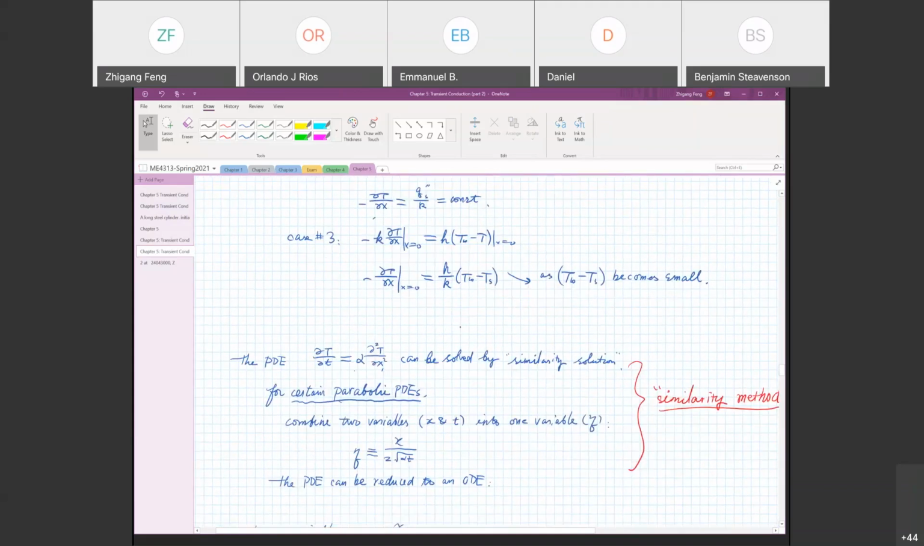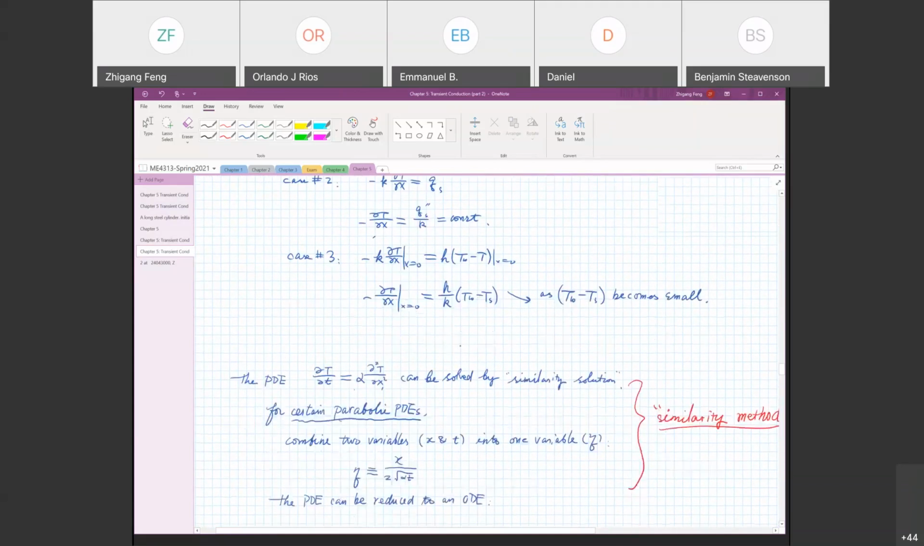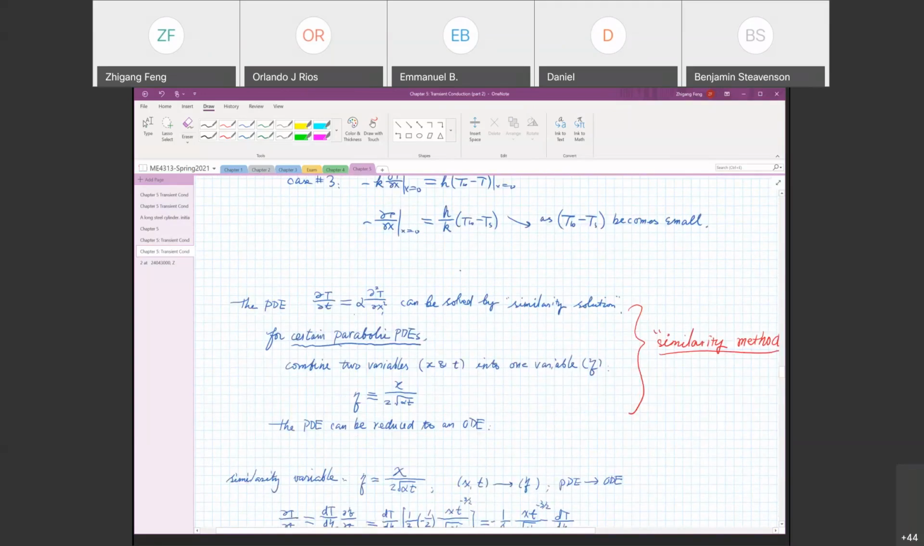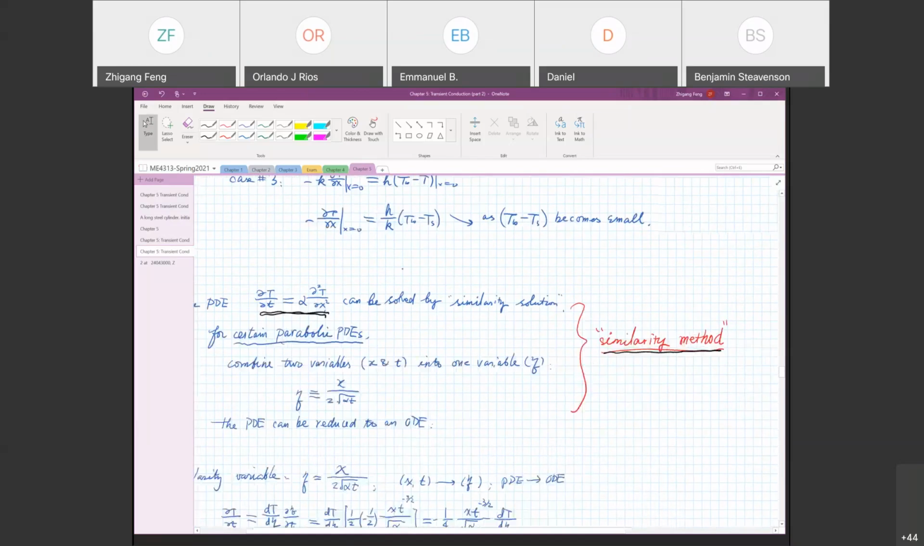So now we have the governing equation, which is a partial differential equation. We have the three types of boundary condition. Now we are ready to solve the equation. Okay. But we use a special method. It's called the similarity method, to solve this partial differential equation. We use the similarity method.